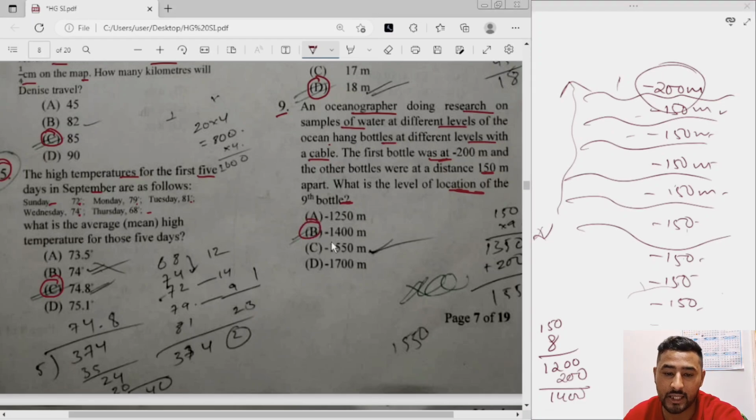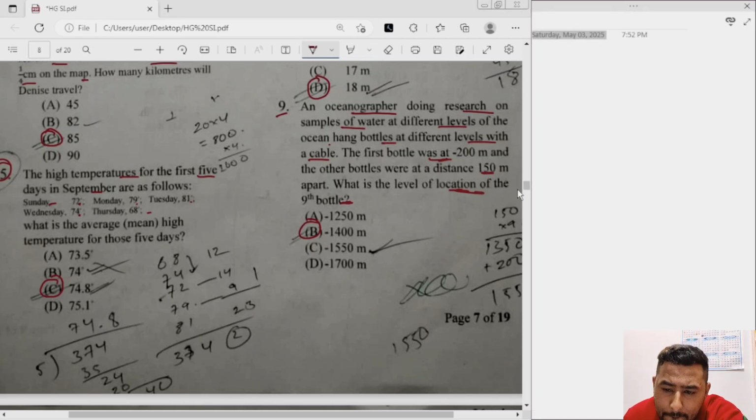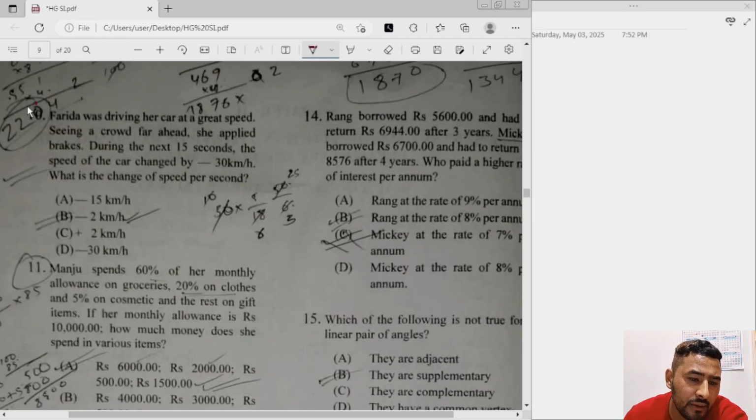Okay, so let's go to the next question. Let me just zoom out this one. The next question is question number 10. So let's see question number 10.